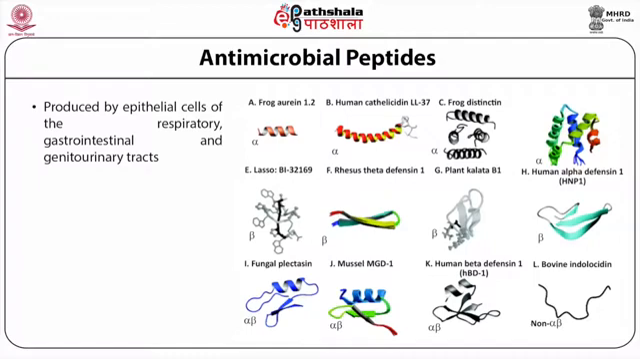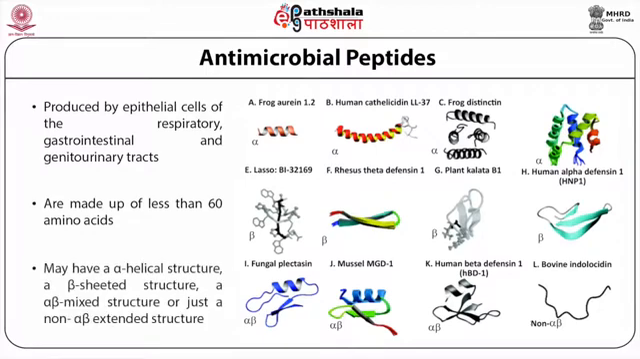antimicrobial peptides. These peptides are not of very large length. They are generally made up of less than 60 amino acids. As far as their secondary structure is concerned, they may have an alpha helical structure, a beta sheet structure, an alpha beta mixed structure, or just a non-alpha beta but extended structure.